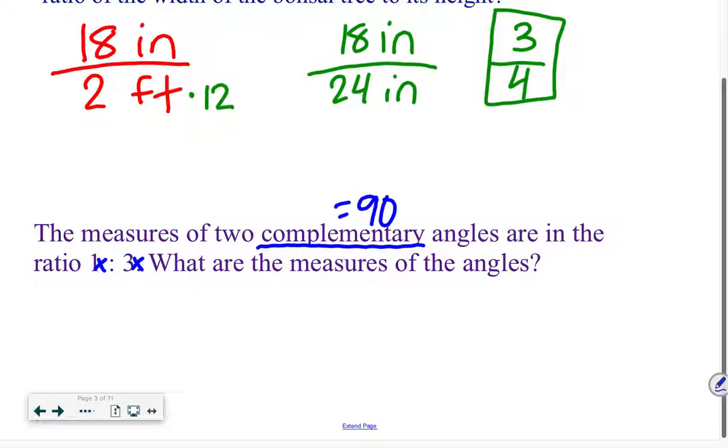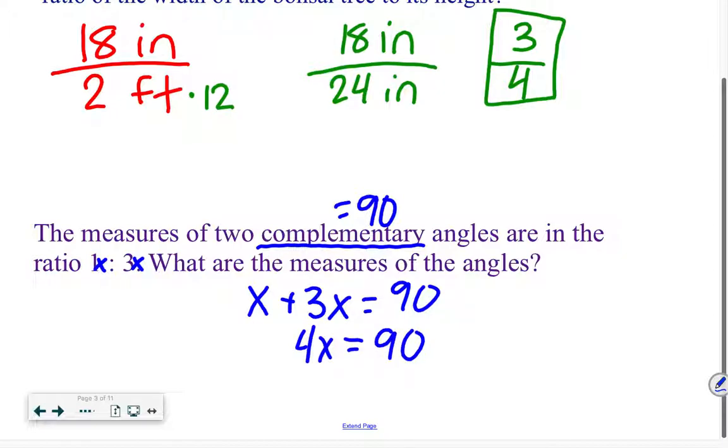So, if they add up to 90, all I'm going to do is add x plus 3x equal to how much? 90. Yes, they equal 4x. Okay, Riley says 4x equals 90. So x equals 22.5.